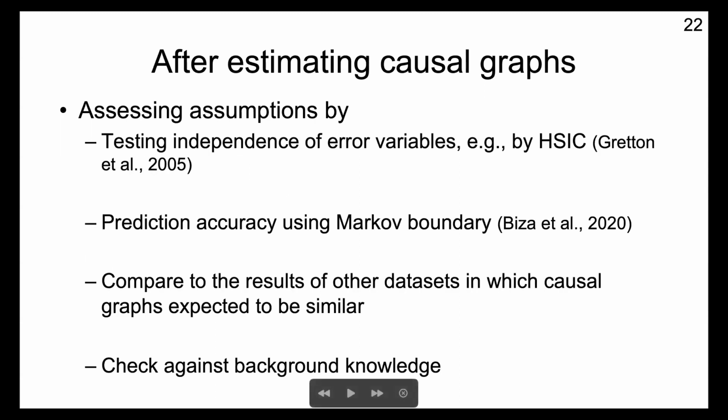Okay, so what can we do after estimating the causal graph? First of all, it would be a good idea to evaluate the independence between the error variables. If the error variables of a variable pair are not independent, then it will suggest that we should add some more variables in the analysis as common causes between the pair.